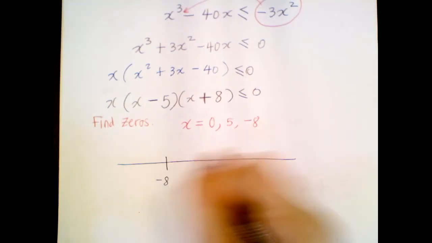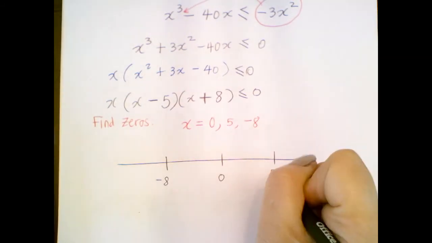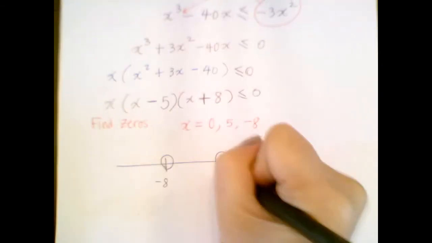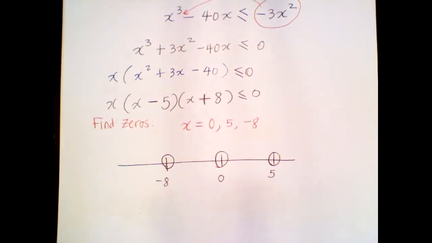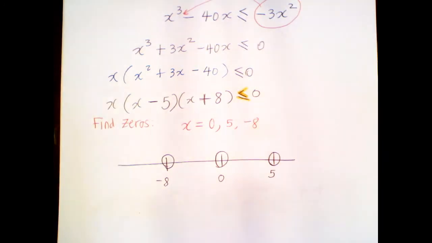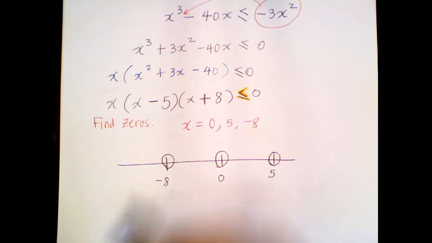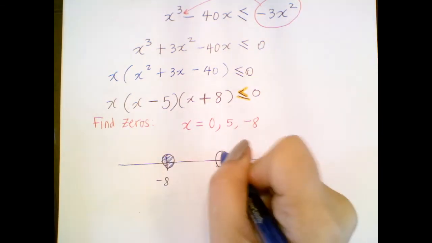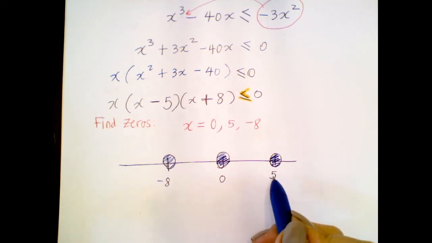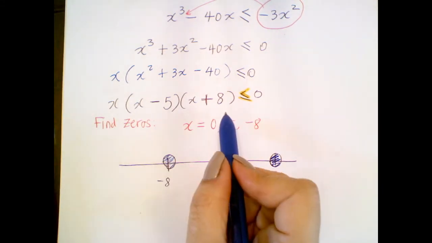Smallest number is negative 8. Next number is 0. Next number is 5. I'm going to draw circles, but let's think. Should we close these circles or leave them open? It says less than or equal to. Less than or equal to means you're going to close these circles. Close it, close it, close it. Because at these values, the polynomial is at 0.